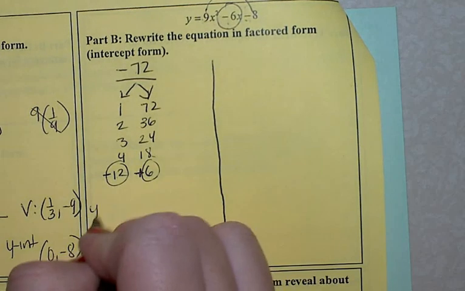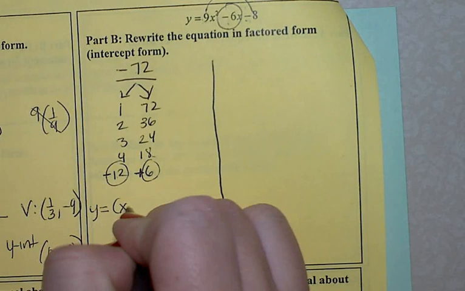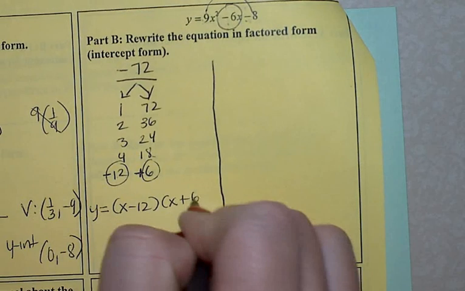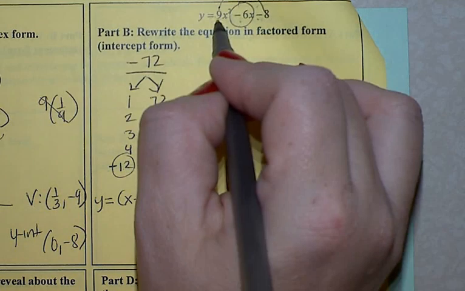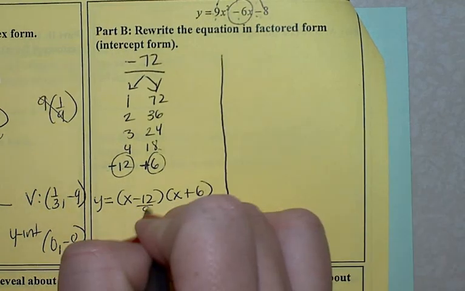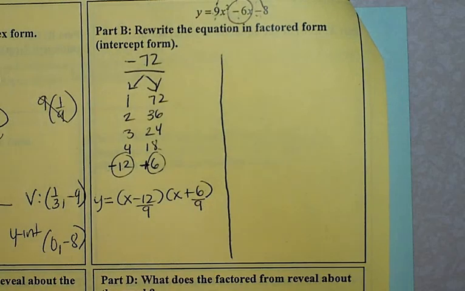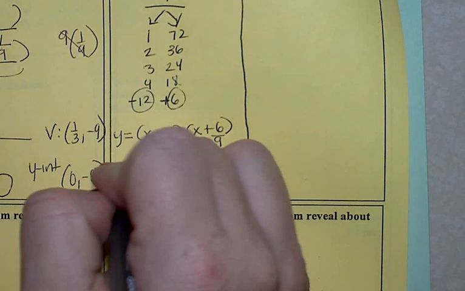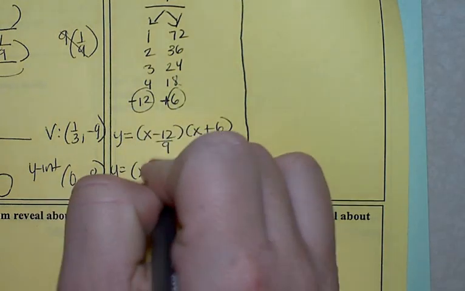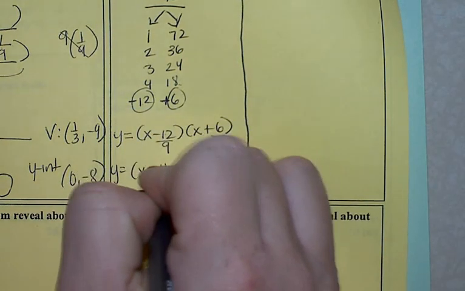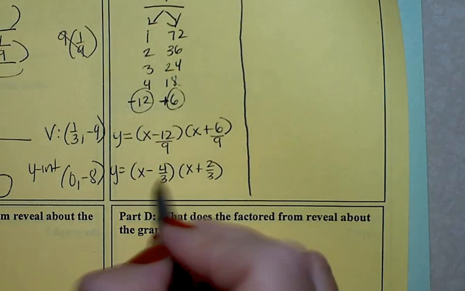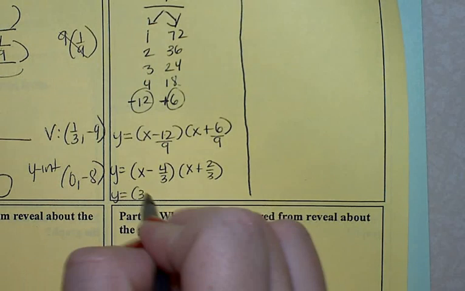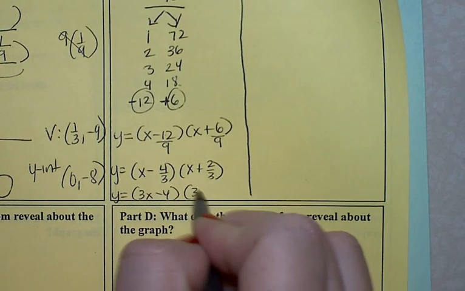Now, how do I write this in intercept, also known as factored form? So it's y equals x minus 12 and x plus 6. Then since the leading coefficient is different than a 1, we have to do a 9 underneath each term. Then I'm going to reduce those fractions if possible. So divide by 3 and divide by 3. And now I do bottoms up. 3x minus 4 and 3x plus 2.